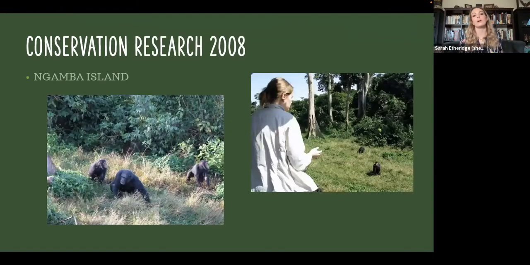But first, let's talk about my research that started in 2008 in Uganda. So I was very lucky to be able to go and work with a project that was associated with the Jane Goodall Institute and was also kind of an extension of my master's research. So the first thing I did was I stayed for a while at Ngamba Island, which is an island on Lake Victoria. And it's really amazing.